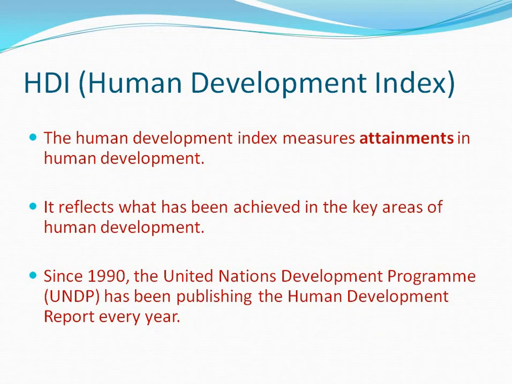Some other aspects of human development you should know. The Human Development Index measures attainments in human development. Attainments means achievements, what we have. The Human Development Index measures attainments or achievements in human development. It reflects what has been achieved in the key areas of human development.